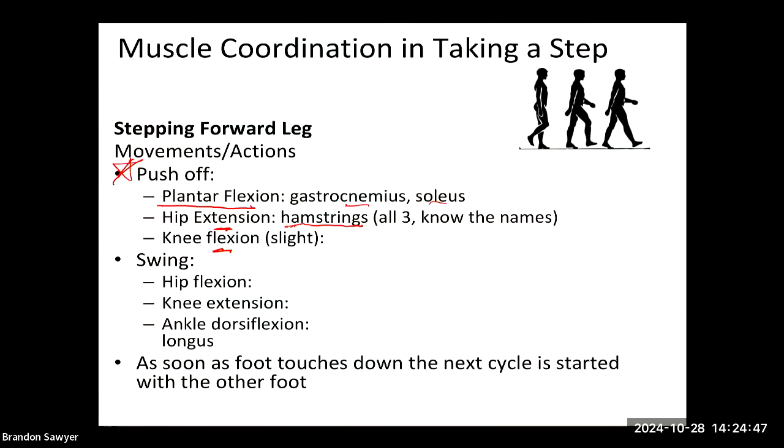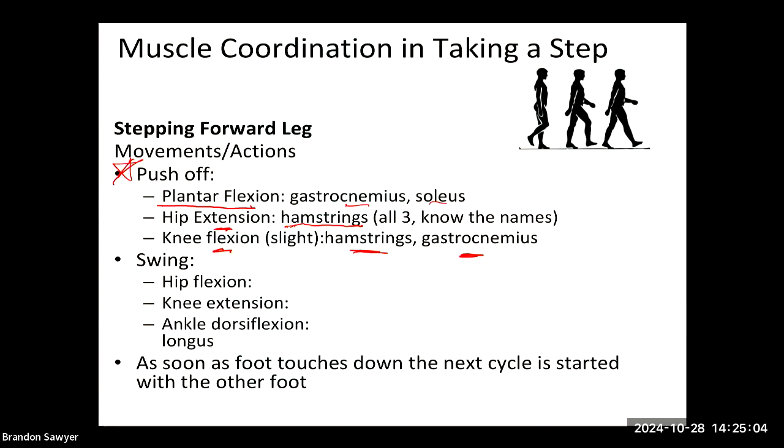Okay. And then knee flexors, these are also going to be hamstrings, right? So a little bit of knee flexion being caused by the hamstrings, and that gastrocnemius, which is a calf muscle. Remember, it goes up over the back of the knee a little bit too. Okay, so that's for the push off part.